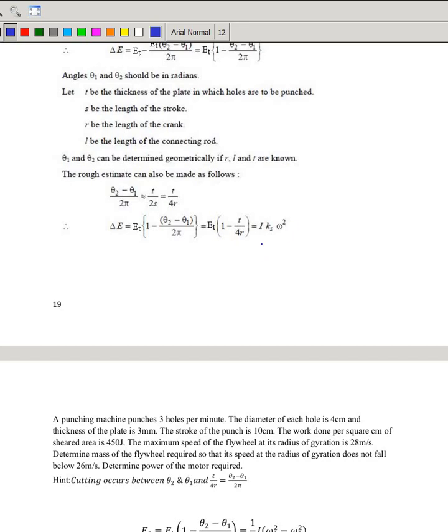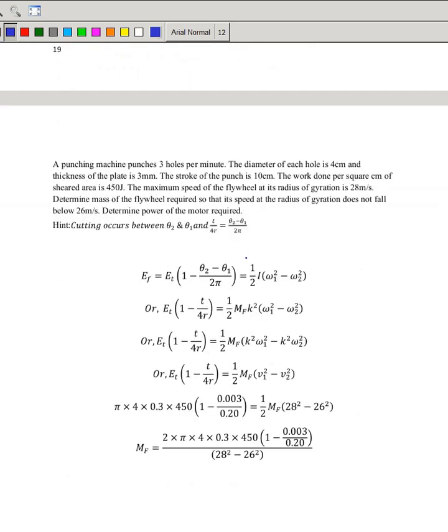So this is actually the starting point for solving problems. A punching machine punches 3 holes per minute. The diameter of each hole is 4 centimeter and the thickness of the plate is 3 millimeter. The stroke of the punch is 10 centimeter. The work done per square centimeter of sheared area is 450 joule. The maximum speed of the flywheel at its radius of gyration is 28 meter per second. Determine the mass of the flywheel so that its speed at the radius of gyration does not fall below 26 meter per second. Determine the power of the motor required.